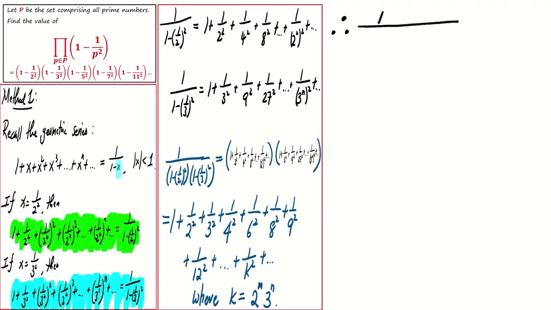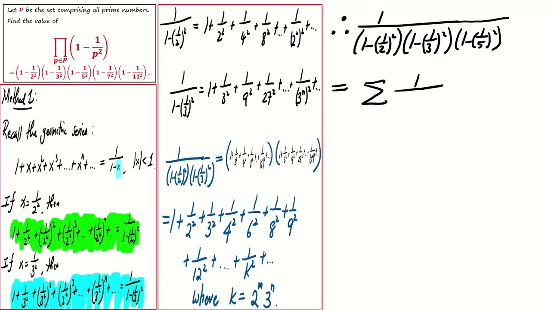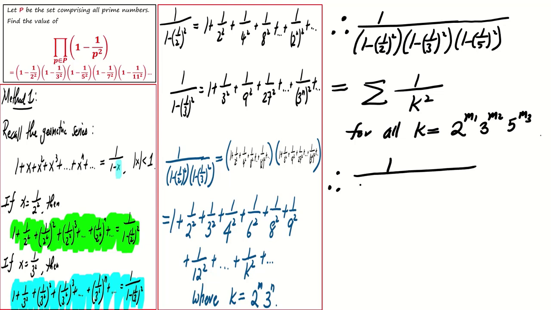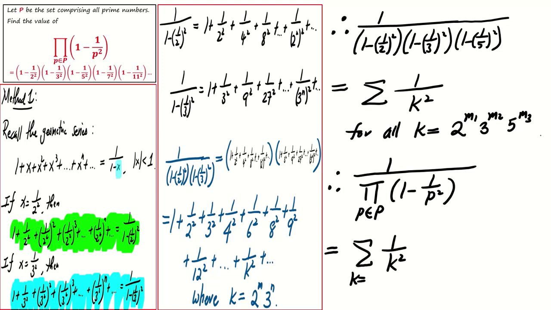Let's extend this result and consider 1 over 1 minus half squared, 1 over 1 minus 1/3 squared, and 1 over 1 minus 1/5 squared. From the previous argument, these will equal the summation of 1 over k squared for all k in the form of 2 to the power m1 times 3 to the power m2 times 5 to the power m3. Therefore, in general, the product of 1 over 1 minus 1 over p squared over all primes p will equal the summation of 1 over k squared from k equals 1 to infinity.